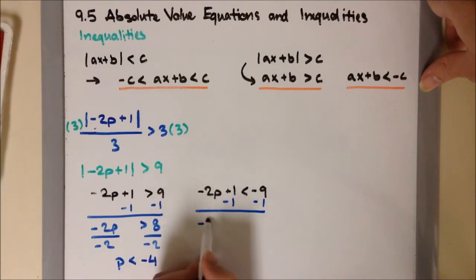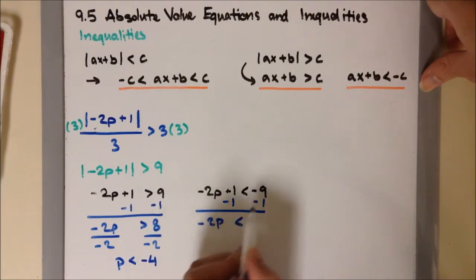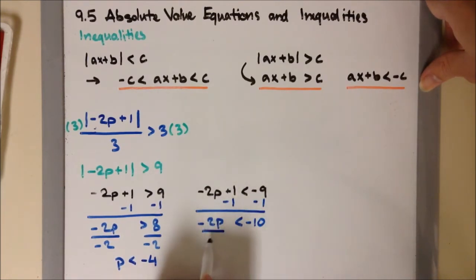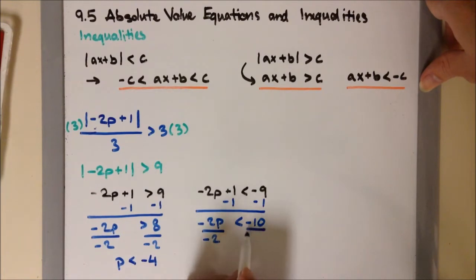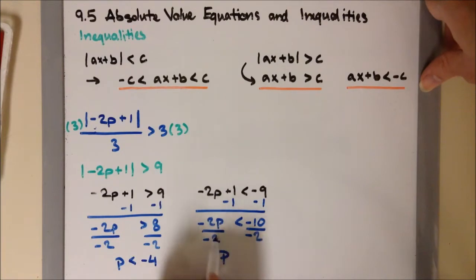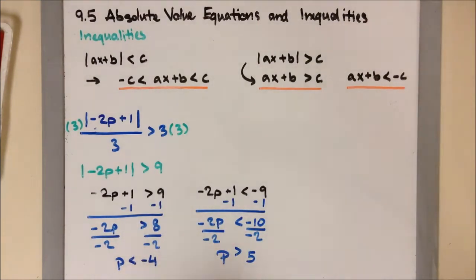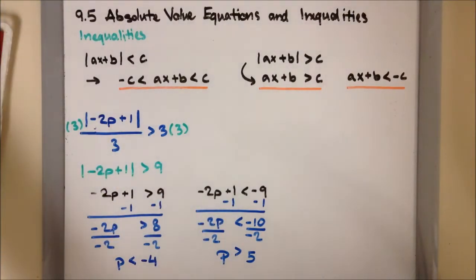So it's going to be negative 2p less than negative 9 minus 1, which is negative 10. Divide both sides by negative 2. So it's going to be p, and since I divide both sides by a negative number, I'm going to flip my inequality sign. Negative 10 divided by negative 2 is positive 5. So here are my two answers in inequality notation. But if I were to do it in interval notation, this one we have to pay very close attention.